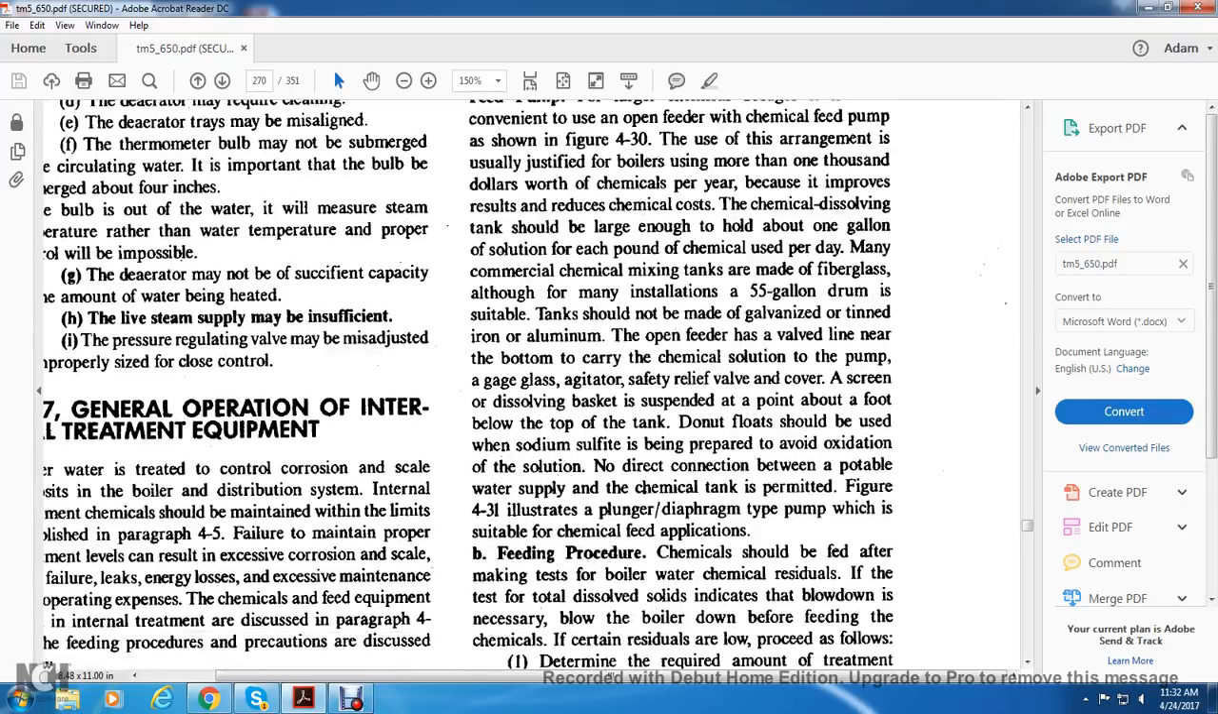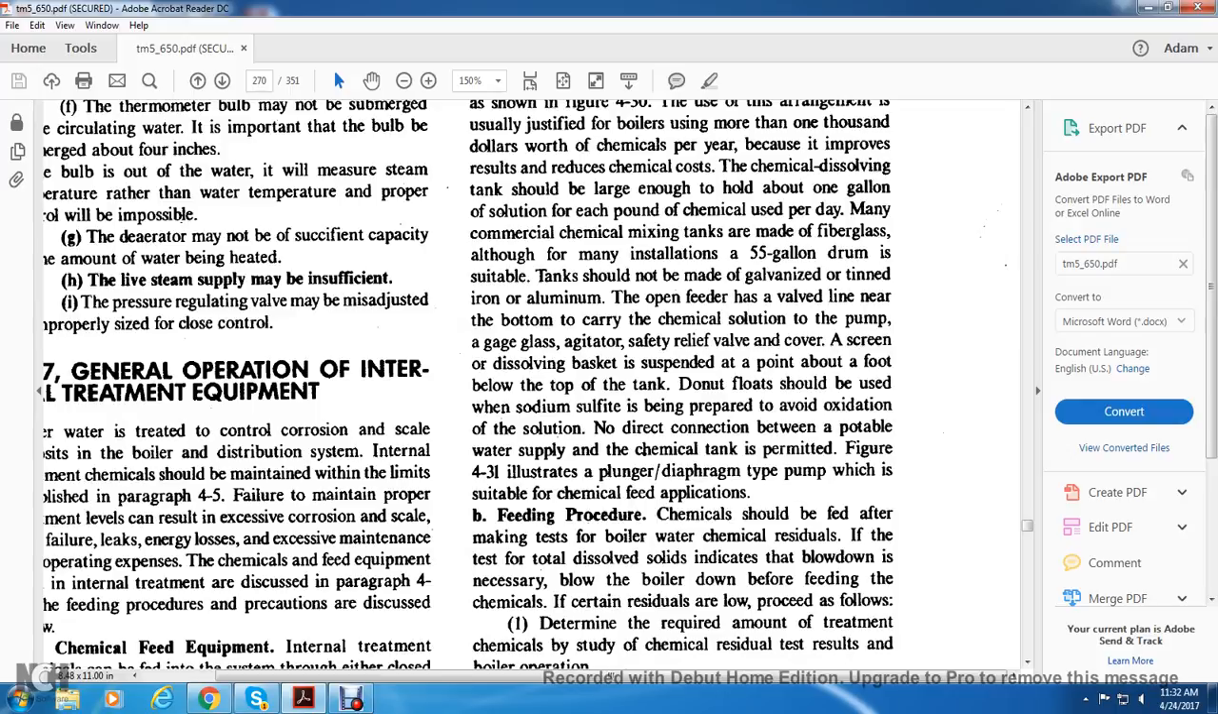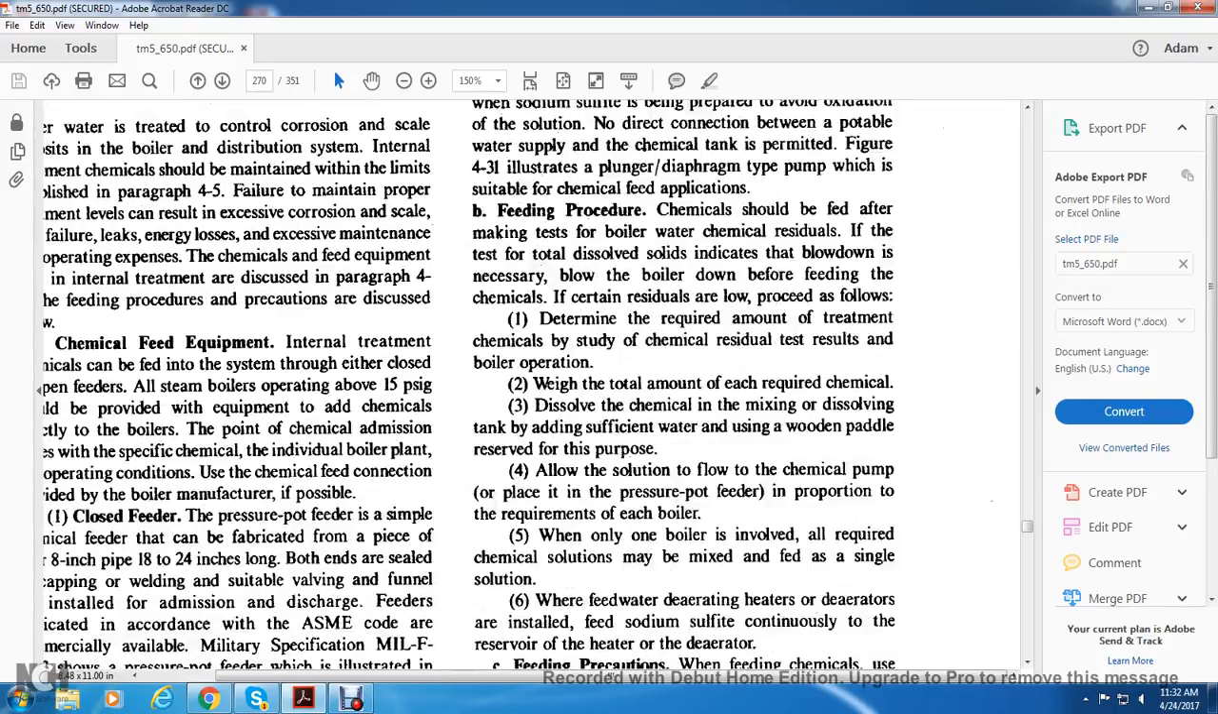Figure 431 illustrates plunger and diaphragm types of pumps suitable for chemical feed applications. B. Feed procedures. Chemicals should be fed after making the test of the boiler water chemical residual. If the test and total dissolved solids indicate blowdown is necessary, blow the boiler down before feeding the chemicals to certain residual or low pressure loads. Proceed as follows. 1. Determine the required amount of treatment chemical using the chemical residual test result of the boiler operation.